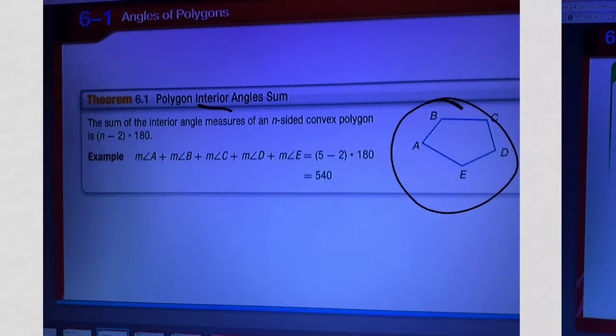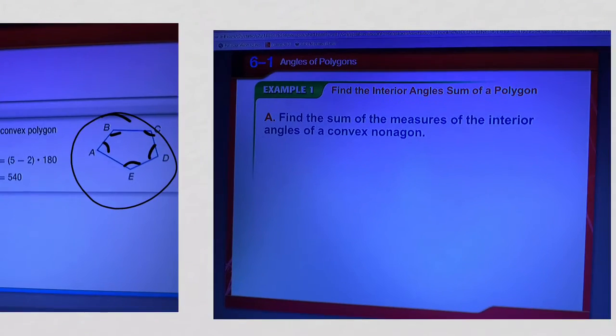So for interior angles, we have this formula of n minus 2 times 180. The n stands for how many sides we have, and our final answer tells us basically what all of these angles would add up to equal. So it doesn't tell me the measure of one, it just tells me all of them together. Let's go ahead and try an example of this.